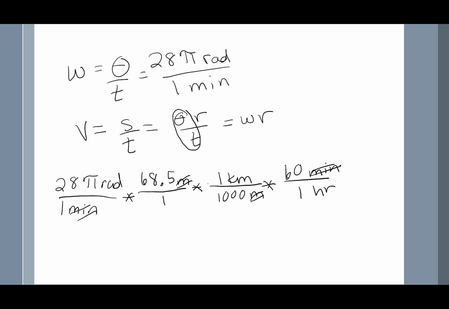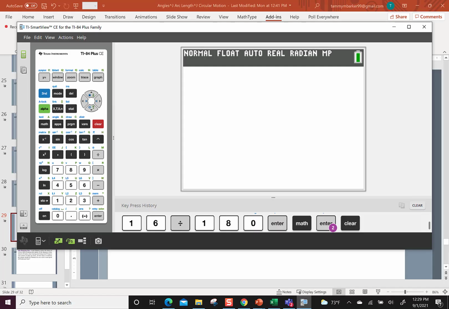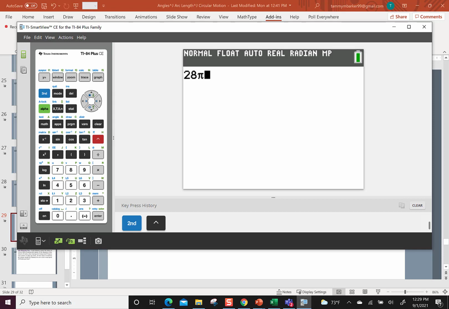I have kilometers. So I need to put all of this into my calculator. I will show me doing that. So I'm just going to do that in TI. So here's what I had. I had 28, and then pi is up over this up arrow. So there's 28 pi, and then times 68.5. And then we had times 1 over 1,000. So I'll do it that way, 1 divided by 1,000.